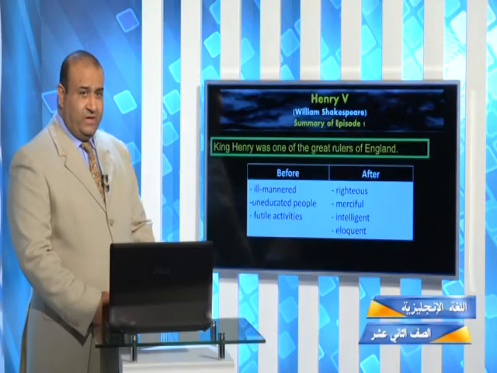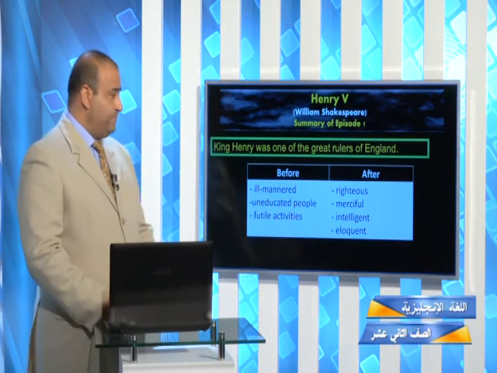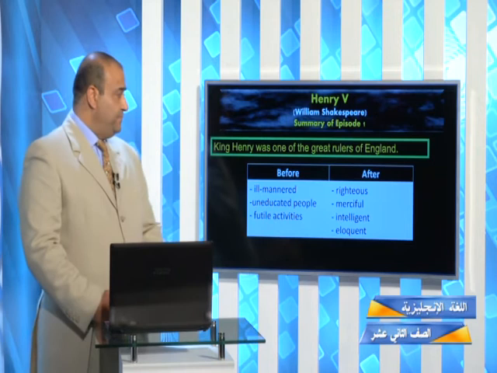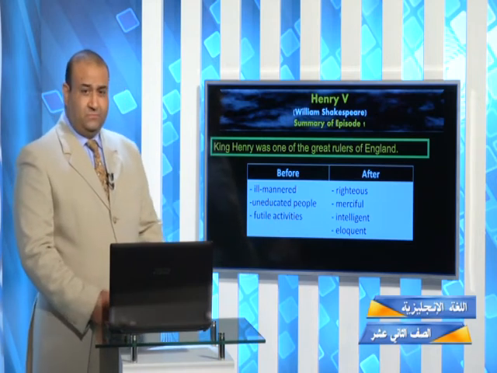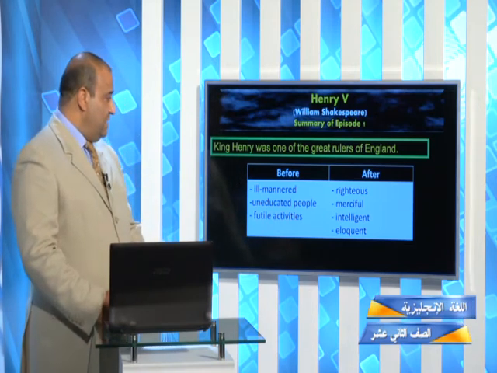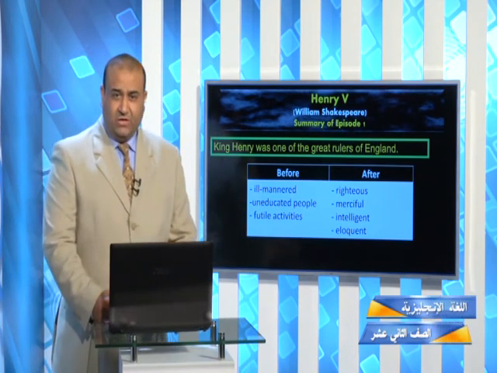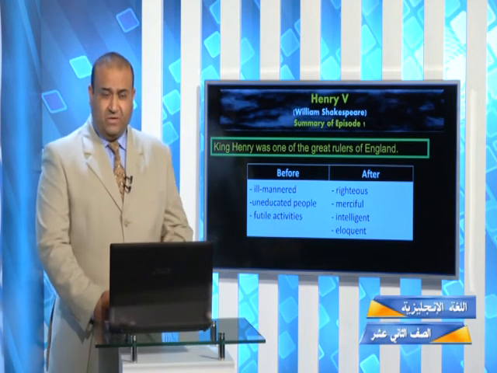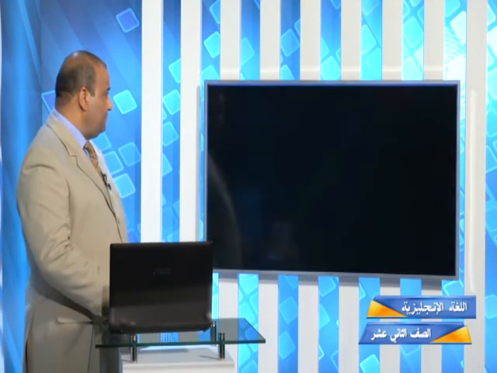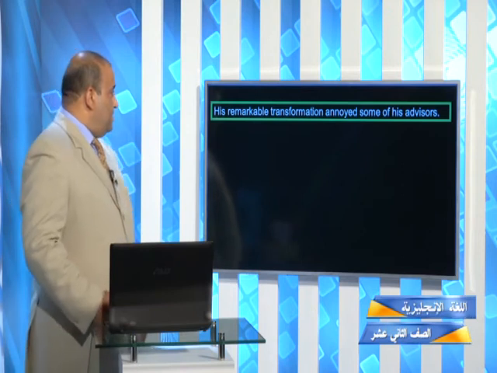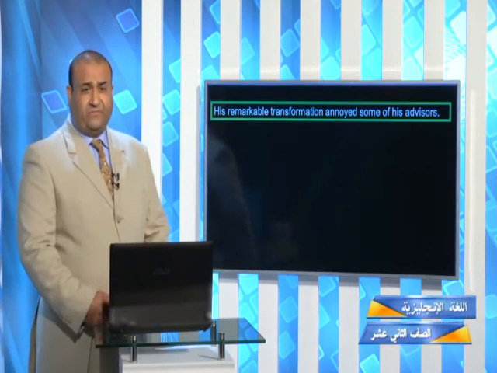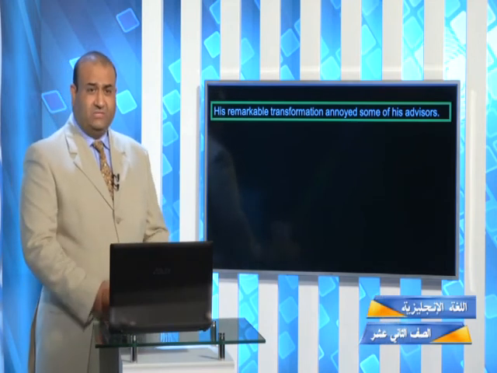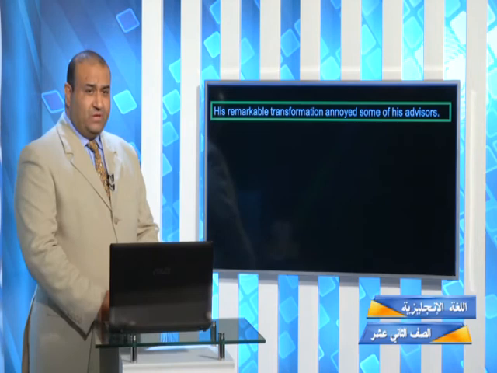After he became a king, we have another personality. Number 1, he became righteous, then merciful, intelligent, and eloquent. Eloquent means that he used to have a power in convincing people by using language. Now, his remarkable transformation annoyed some of his advisors. Why? Because his attitude changed to the better.